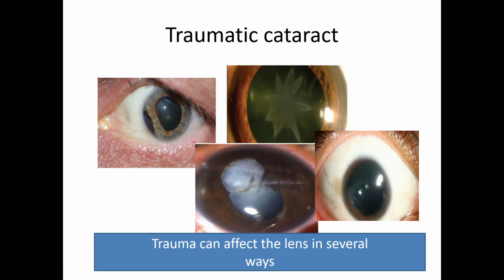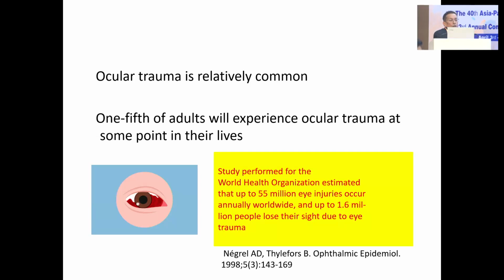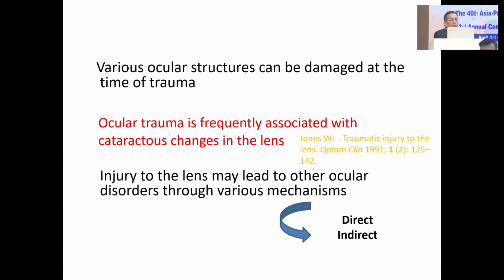My topic is managing aphakia after post-traumatic cataract surgery. You have seen nicely managed traumatic cataract surgery, but you may end up with multiple traumatic cataracts. Trauma can affect the lens in several ways. Ocular trauma is relatively common: one in five adults will experience ocular trauma at some point. Various ocular structures can be damaged, so as we discussed earlier, you need glaucoma, cornea, and retina specialists together. Injuries may lead to other ocular disorders through various mechanisms.